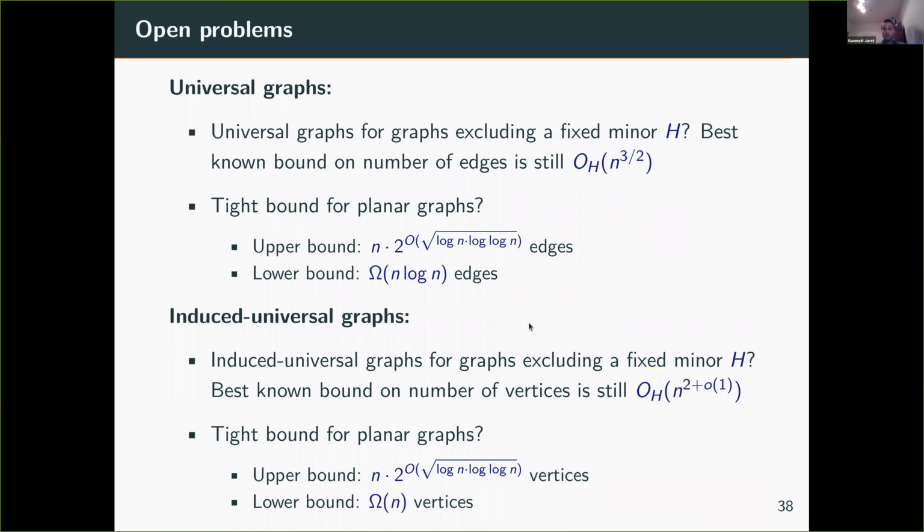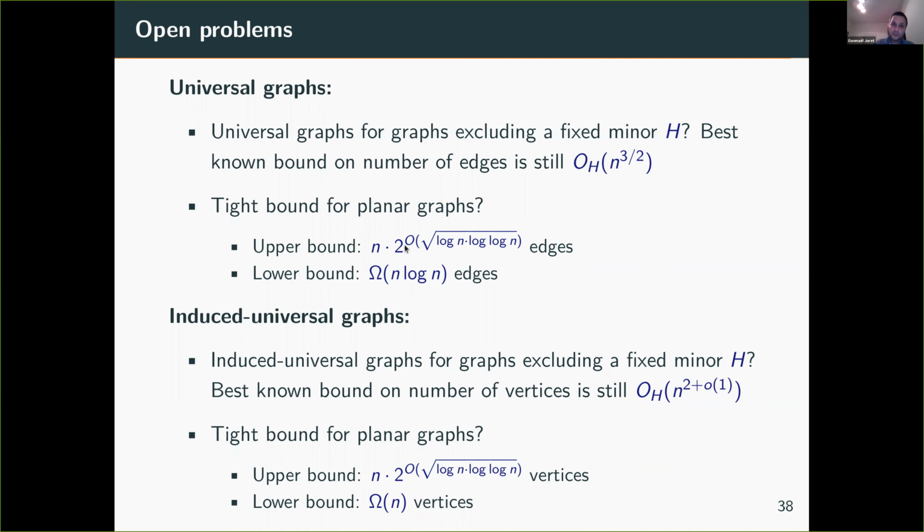So let me conclude with open problems. For universal graphs, I would really like to know what happens if you forbid a fixed minor. If you forbid an arbitrary minor, we still don't know a better bound than n to the 3/2 on the number of edges for your universal graph, which is what you get from separators. And it's not true that if you forbid an arbitrary minor, you get a product structure theorem. There are cases where you don't get such theorems, so you cannot use that.